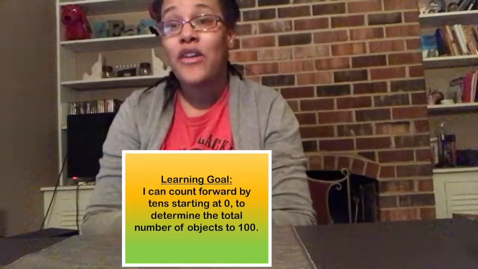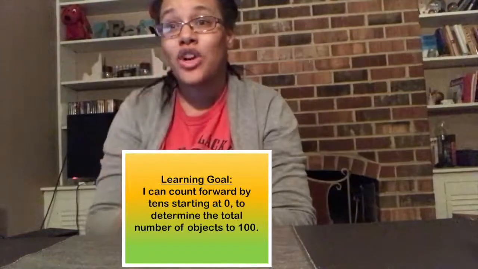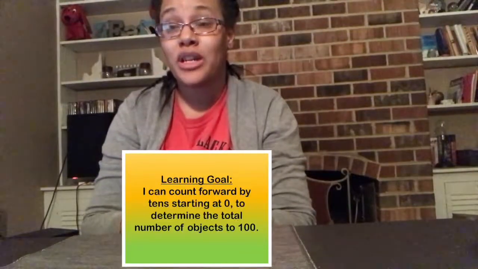Our learning goal for today is: I can count forward by 10 starting at 0 to determine the total number of objects to 100. So that means we're going to be working with objects. We're going to have to count the total number, and we're counting by tens.